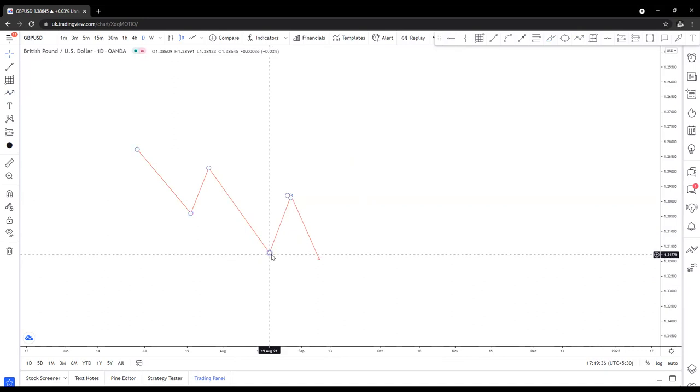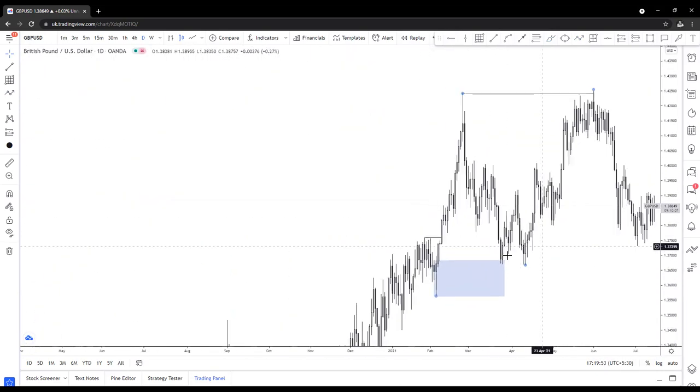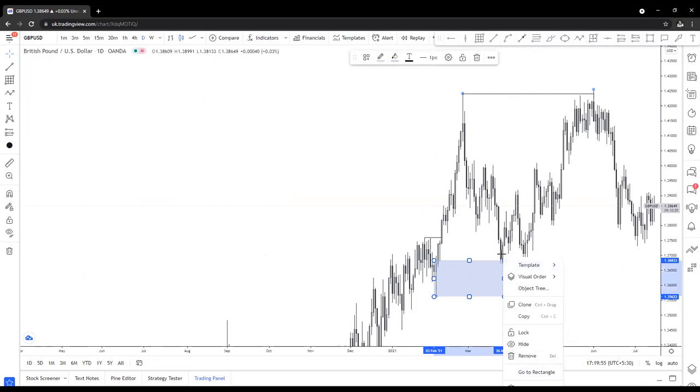If you sold here, your stop loss would be somewhere around here, right? You know what they do, boom. Now these guys will also be in a loss. I hope it's clear. So that is what happened right here. That is exactly what happened right here.